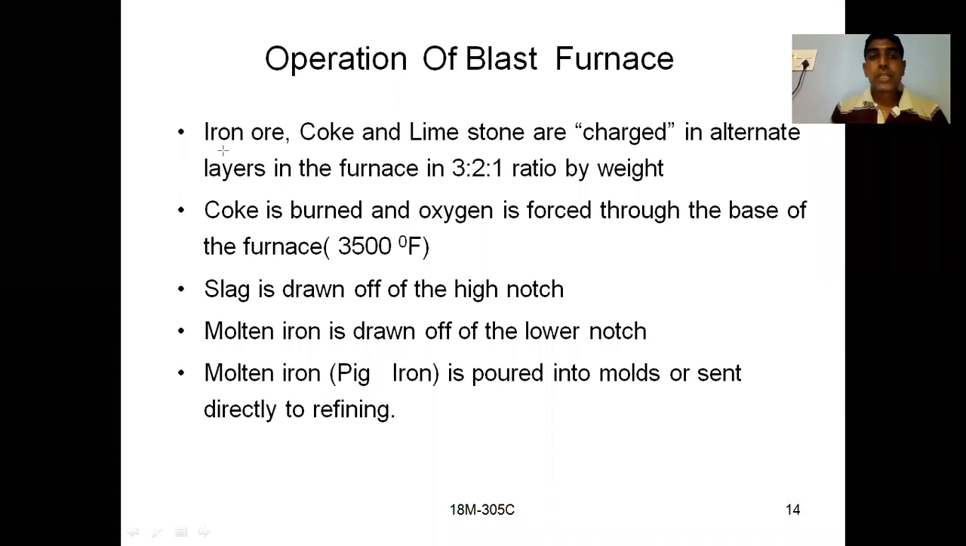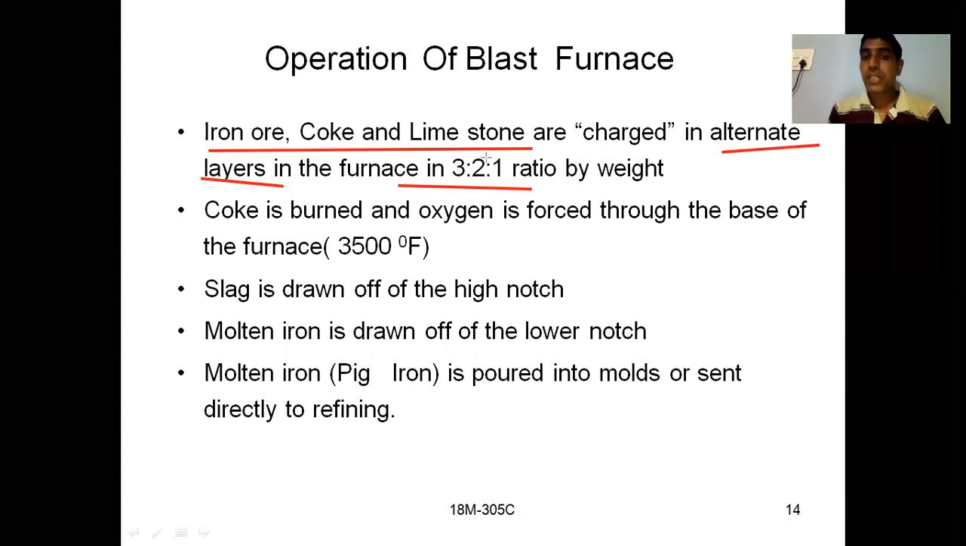We know that we are having a charge that is called iron ore, coke and limestone. It is charged in alternate layers in the furnace. So what is the ratio? That means all are not equal in quantity. So 3 is to 2 is to 1. That means iron ore should be more and coke somewhat less, and limestone is very less. So 3 is to 2 is to 1 ratio by weight. If you take 1 kg, 2 kg, 3 kg, like that.